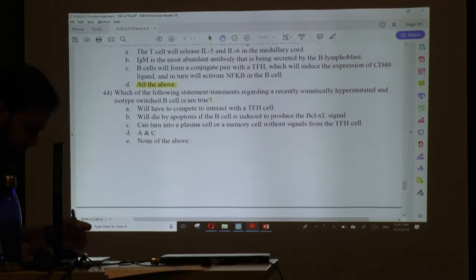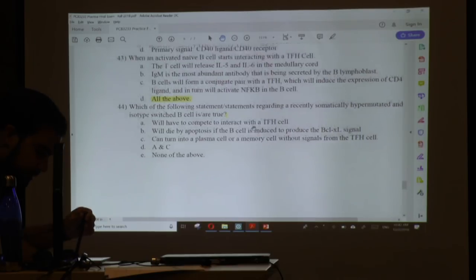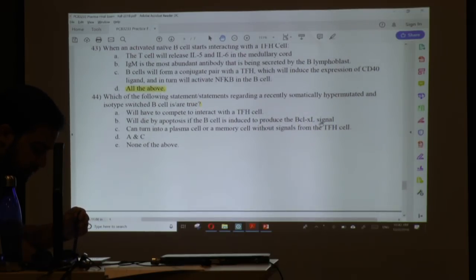Cool. So which of the following statements is true regarding a recently somatically hypermutated and isotype switched B cell? They'll have to compete to interact with the T follicular helper. Will die by apoptosis if the B cell is induced to produce the BCL-XL signal, and it can turn into a plasma cell or a memory cell without signals from the T follicular helper.